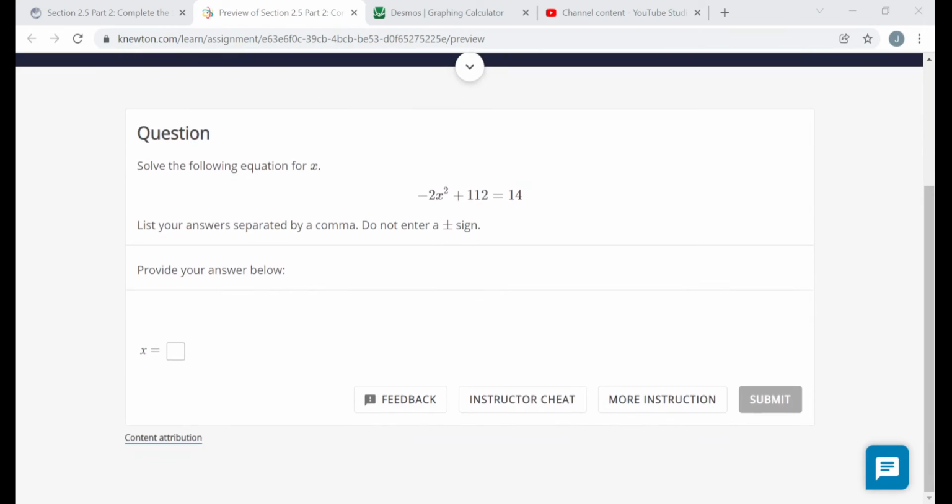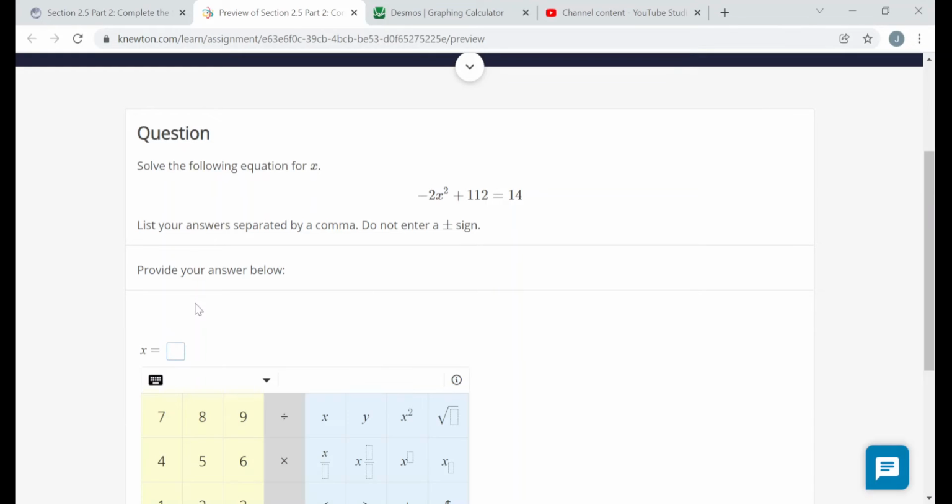Now back on the assignment, again, read how they want you to enter answers. List your answers separated by a comma. Do not enter a plus minus sign, because one's positive 7, one's negative 7. So normally, if you were doing this on paper, you could say x equals plus or minus 7. That would be totally valid. But here they want them separate. So one positive 7, comma, and then the other solution is negative 7.